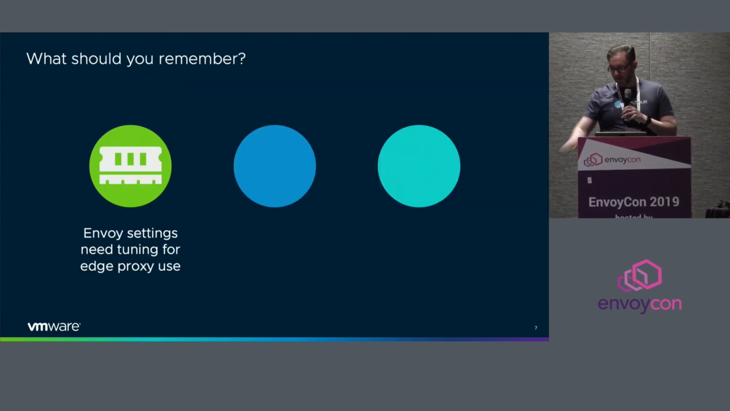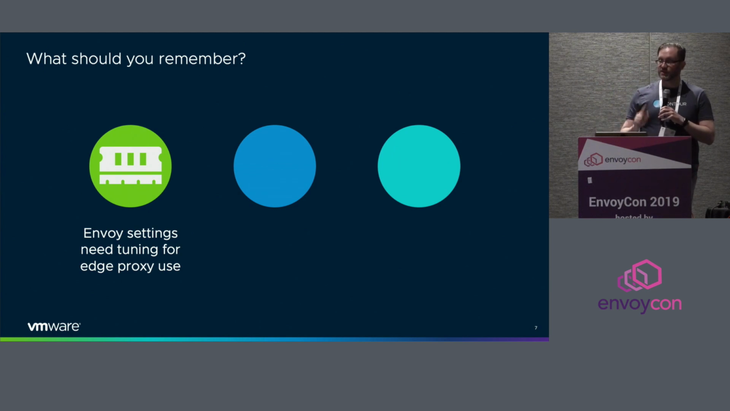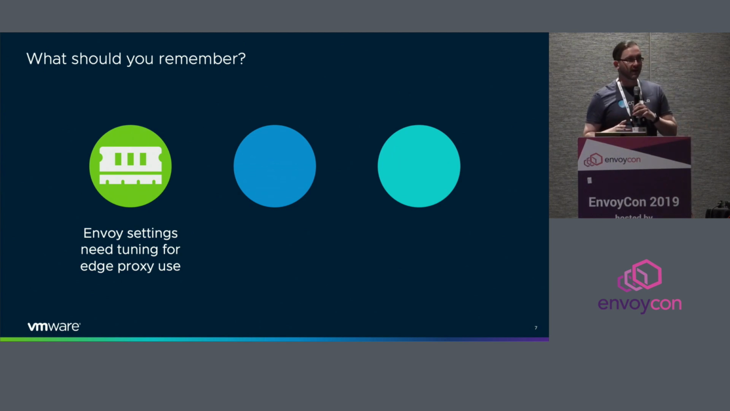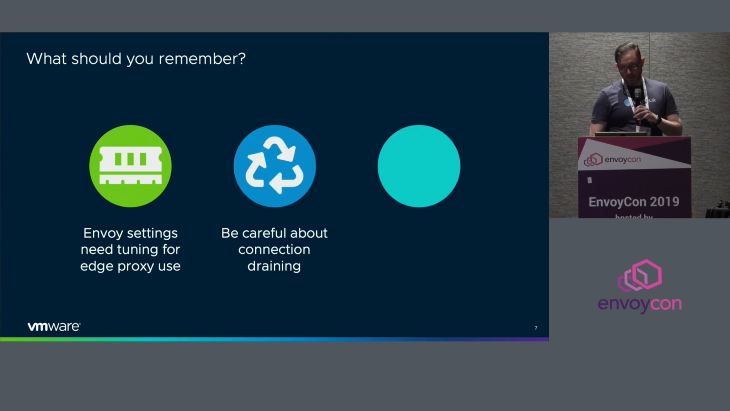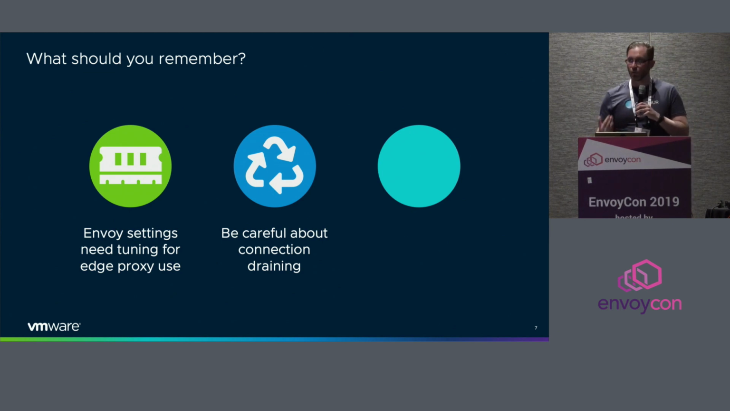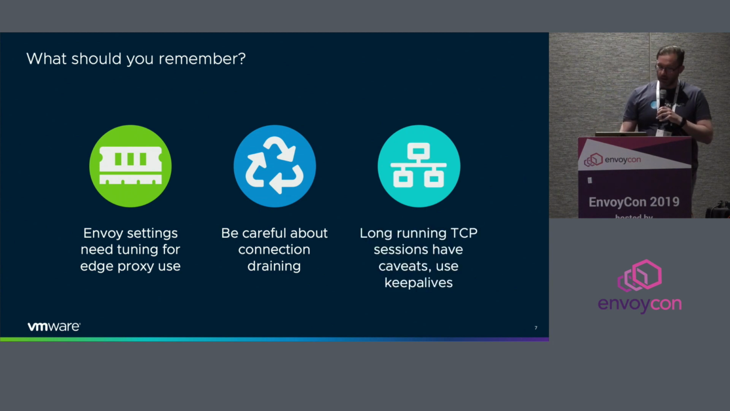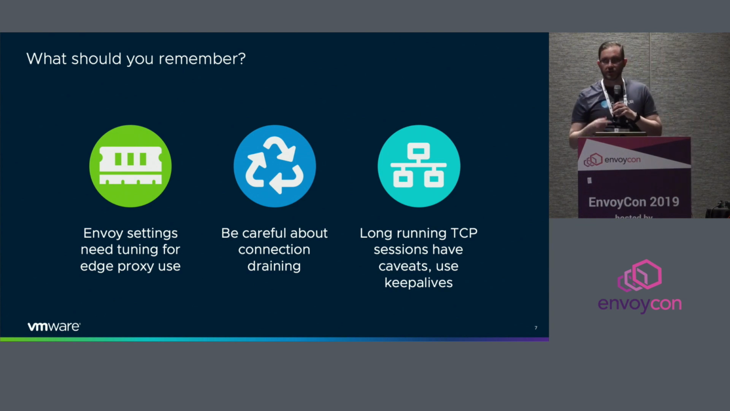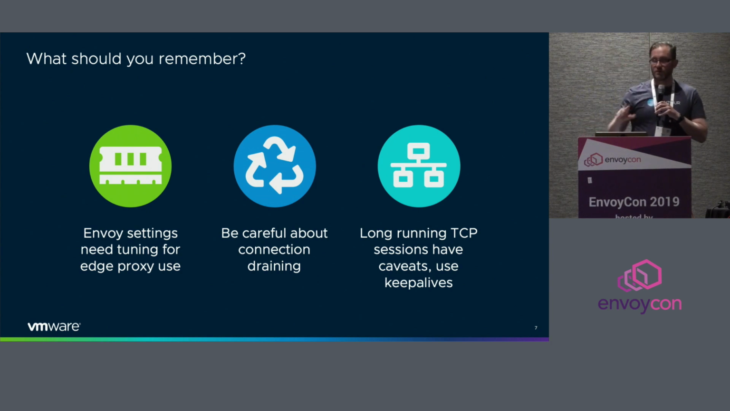So, things to remember. 30 seconds left, awesome. Envoy settings need tuning for edge proxy use. Please feel free to come and see me; I can talk to you in great depth about what I had no time for. A bunch of them just need twiddling. Be careful about connection draining. With long-running proxies, you've got to be really careful that you don't drop people's connections out from under them just because you're rotating something on the back end. And lastly, long-running TCP sessions have caveats. Use keepalives. We actually added gRPC keepalives from the Contour side as well to make sure that we got both sides covered, so there's no way that situation can come up anymore.